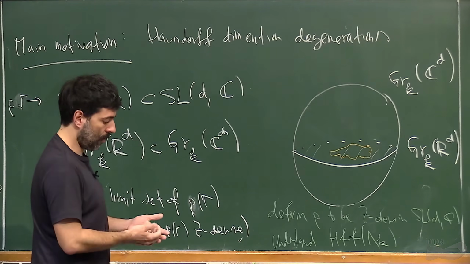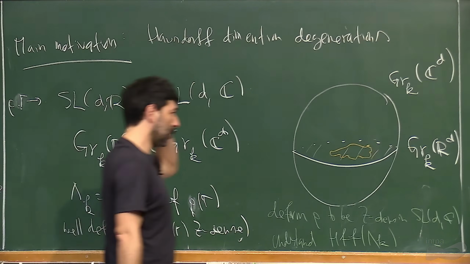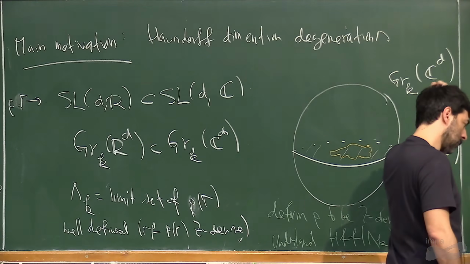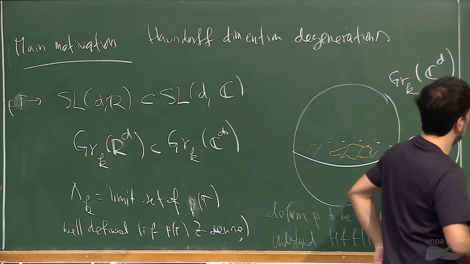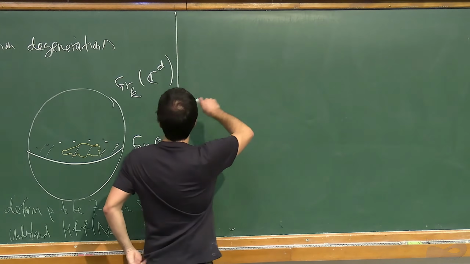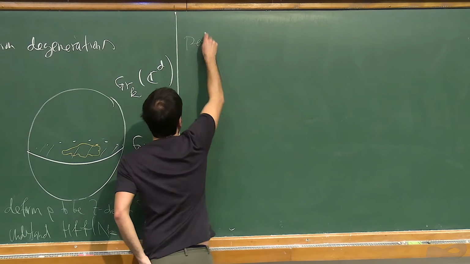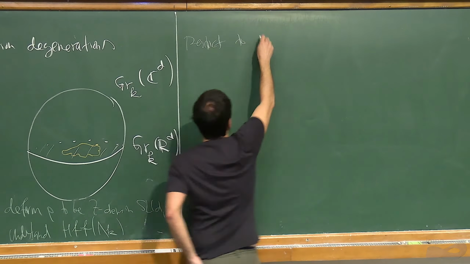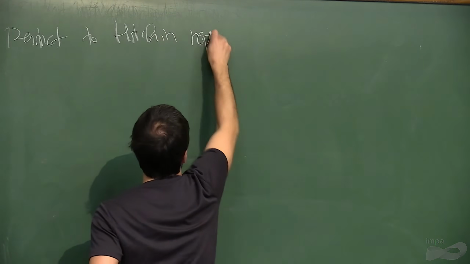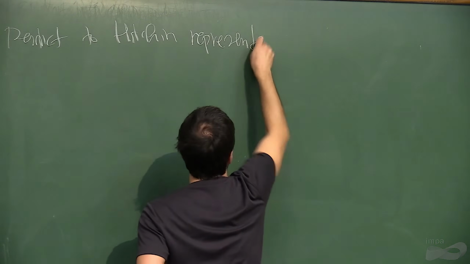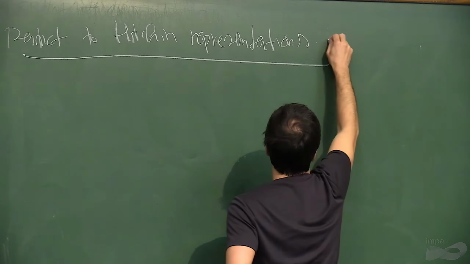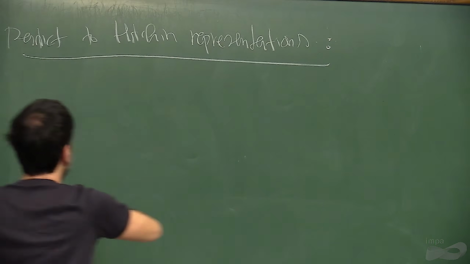But the case we're going to restrict to is doable, is tractable. So what is this case? This is a particular case, but it's very important to me. So restrict to Hitchin representations. So what is this?